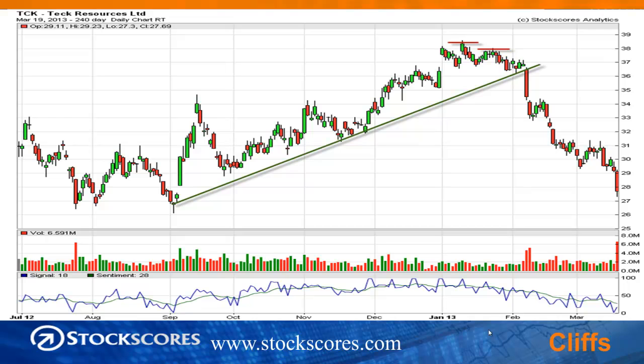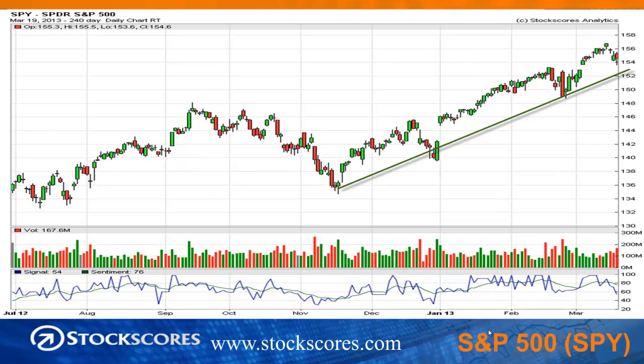Well, ultimately we got that breakdown of the upward trend line, and that started that strong downward move from the high 30s to where it is now, the high 20s. That is an example of a cliff where the stock broke the upward trend line from a falling top, versus a speed bump where the stock simply made pullbacks in that long-term upward trend.